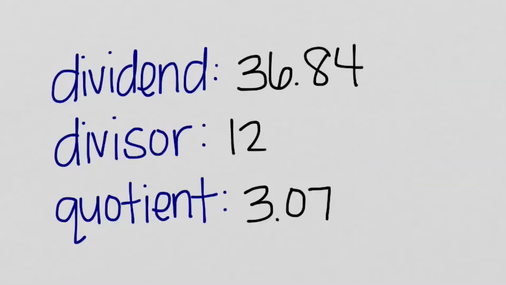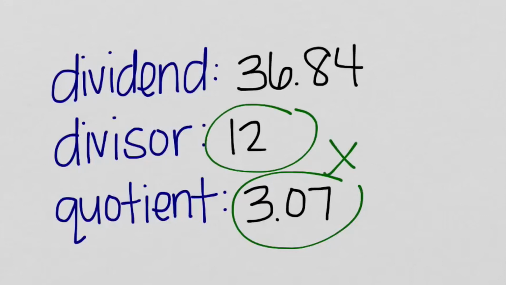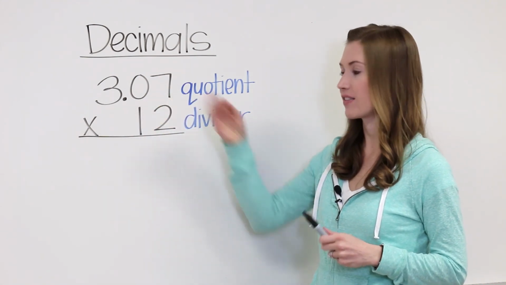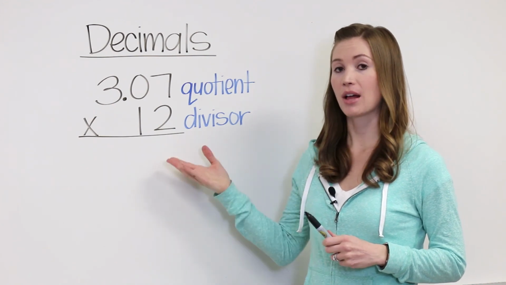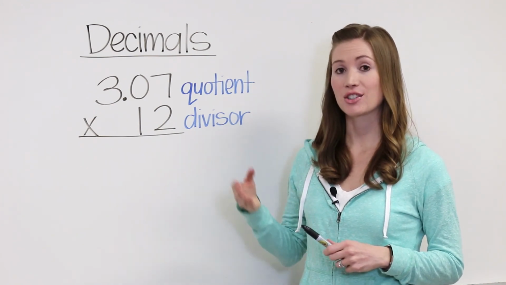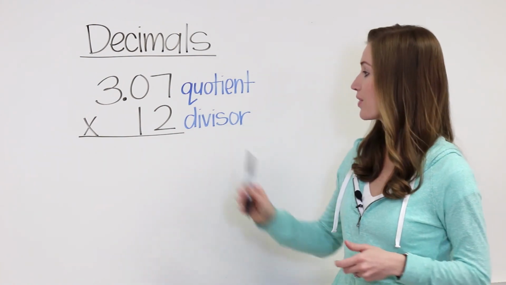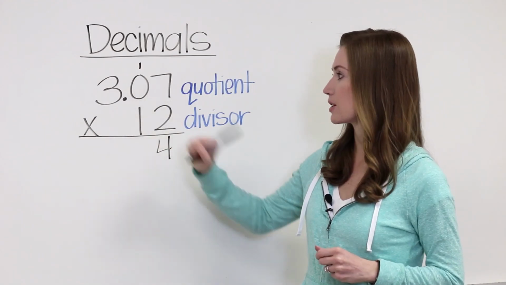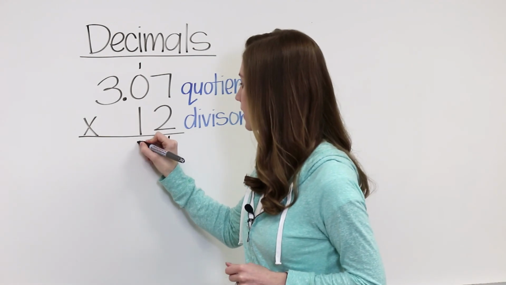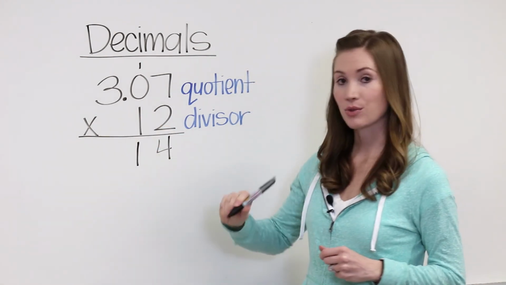Let's do that together. Now, to check our work with division, we can multiply our quotient by our divisor to see if we get our original dividend. In this case, our quotient is 3 7/100, and our divisor is 12. So let's go ahead and multiply the two and see if our product matches our original dividend. 2 times 7 is 14. Write the 4, carry the 1. 2 times 0 is 0, plus 1 is 1. 2 times 3 is 6.